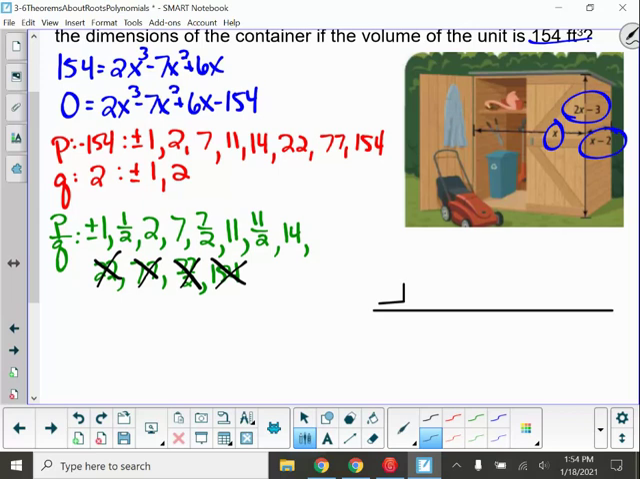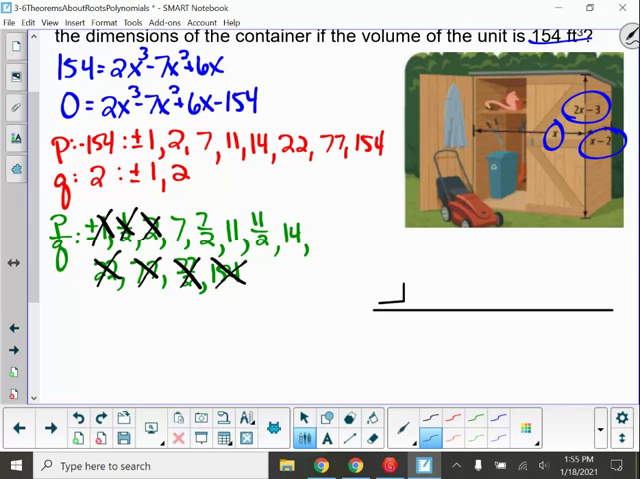1 is not going to work, because if I were to plug in 1, 1 minus 2 gives me a negative dimension, so that one doesn't work. The same with a half. 2 would give me 0 as a dimension, so that does not work either. 7 is reasonable, 7 halves is reasonable, 11, 11 halves, 14. Those are all better numbers to be working with.